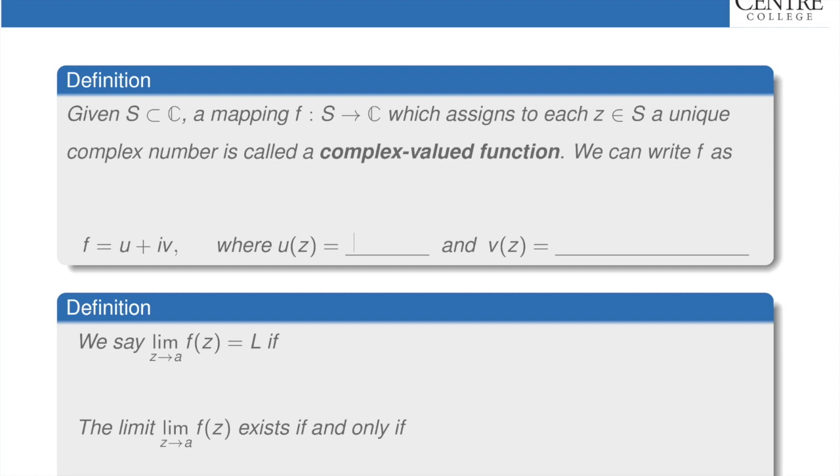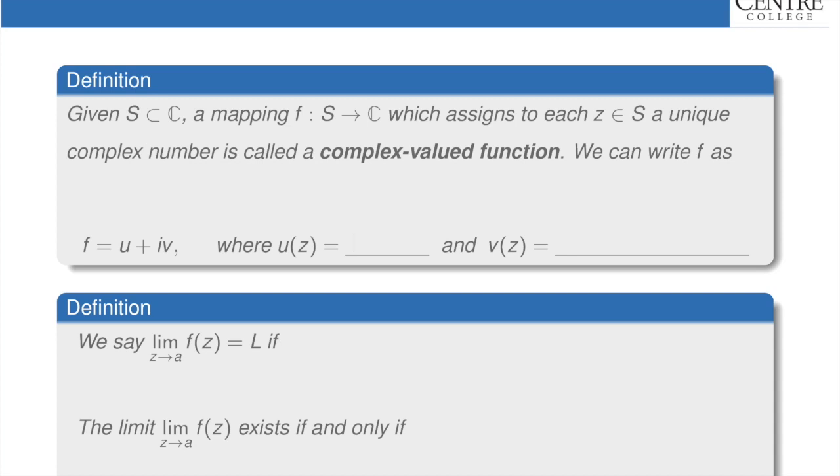Let's say we're given some subset of the complex plane S. Then a mapping f from S to C is called a complex valued function if for every z in S, the map f assigns a unique complex number to that point there. So every value in S is sent over to some unique value in C. What we can't have happening is a point z being sent to multiple points. In that case, we call f a complex valued function.